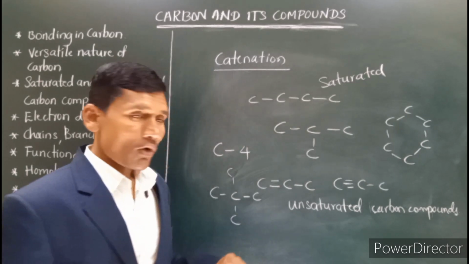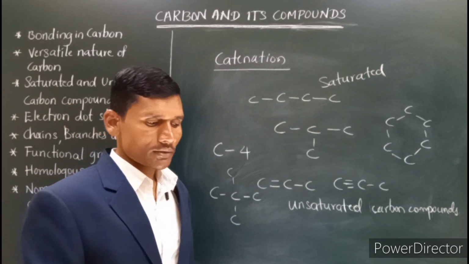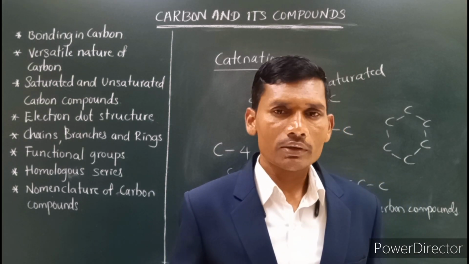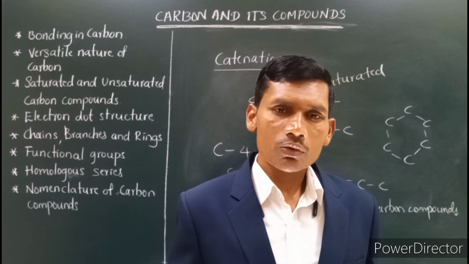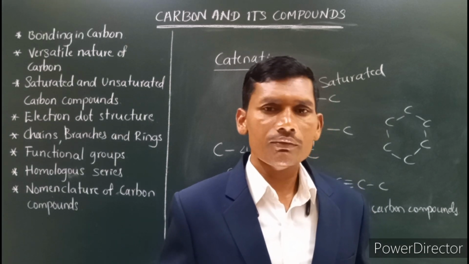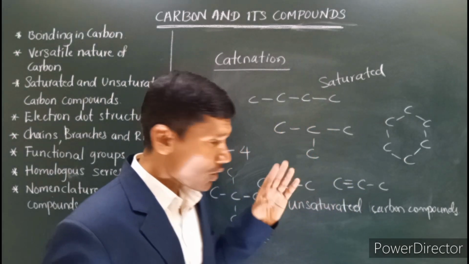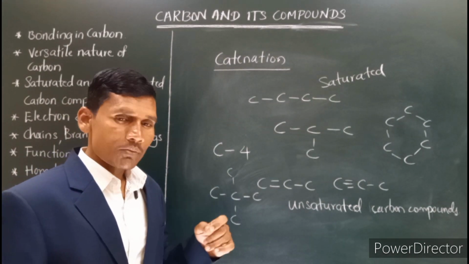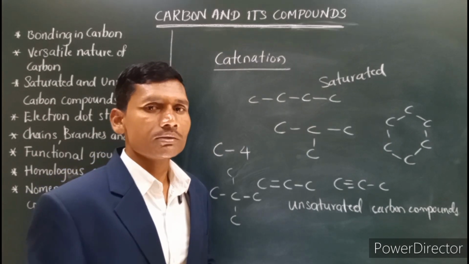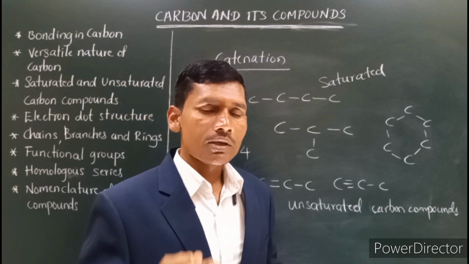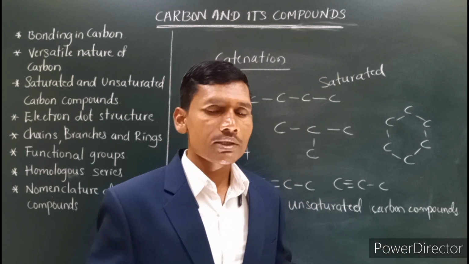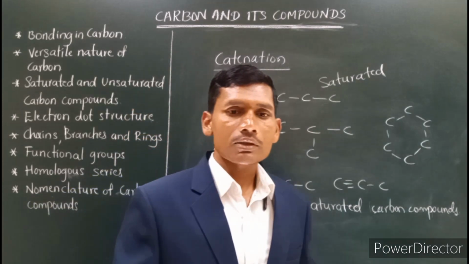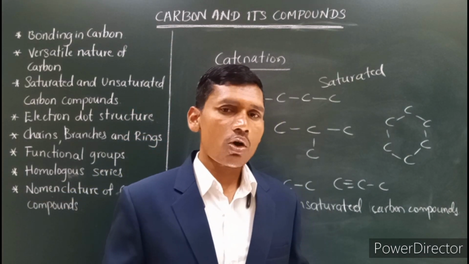Now, the bonds formed by carbon with other atoms. It can make bonds with sulfur, nitrogen, oxygen, chlorine and many other elements. These bonds formed with other elements are highly stable and very strong. The main important reason for this can be asked in the examination in the form of a reason question: why are the bonds formed with other elements by carbon strong and stable?